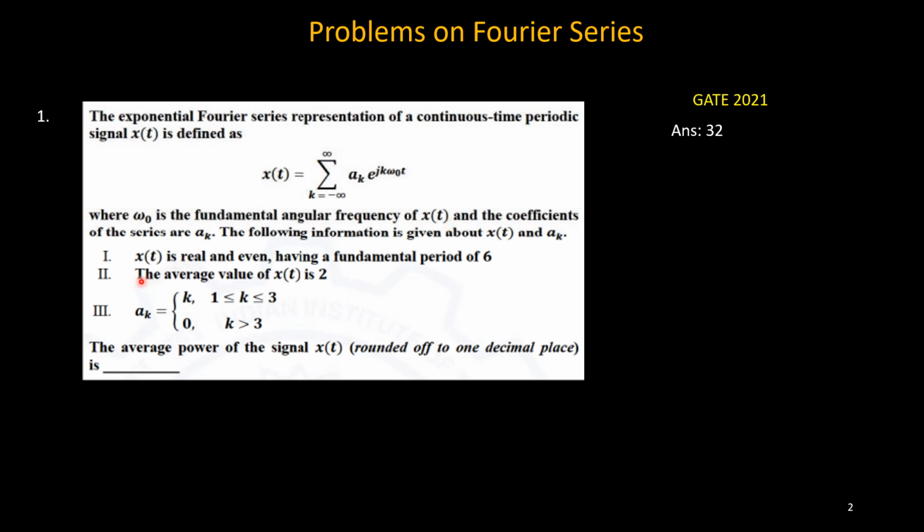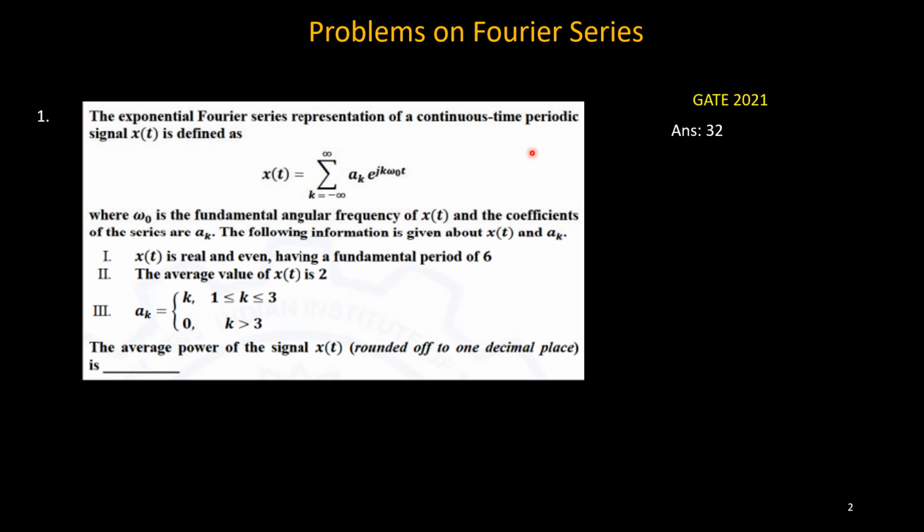Moreover, it is specified that the signal x(t) is real and even and having fundamental time period 6, average value of x(t) is 2, and Fourier coefficients a_k equal to k for k equals 1 to 3, and the rest are all zeros. Now we need to find out the average power of the signal x(t), right? The answer provided is 32.